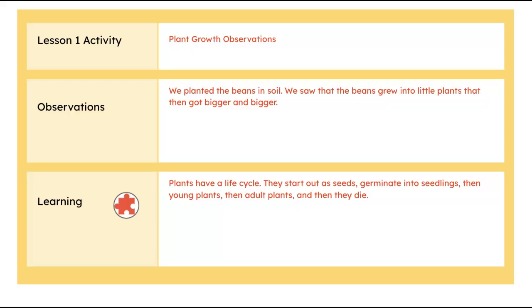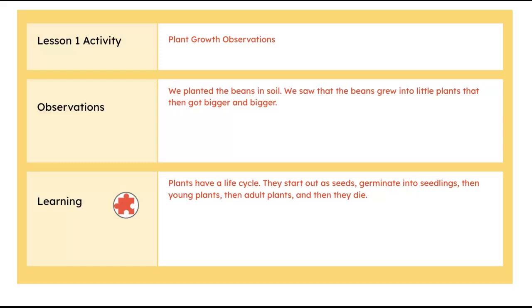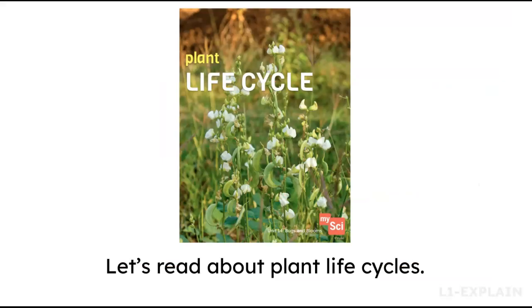You'll use the discussion to create the Lesson 1 summary chart. From the discussion, students should understand that plants have a life cycle. They start out as seeds, germinate into seedlings, then young plants, then adult plants, and then they die. During the discussion, you'll display and read aloud the MySci Science book, Plant Life Cycles.